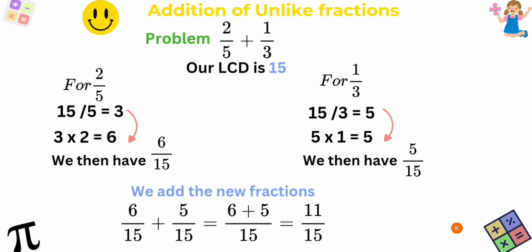We have 6 over 15 plus 5 over 15, which have a common denominator. So we add up the numerators and take the common denominator, which is 6 plus 5 over 15 gives us 11 over 15, and it is a proper fraction.